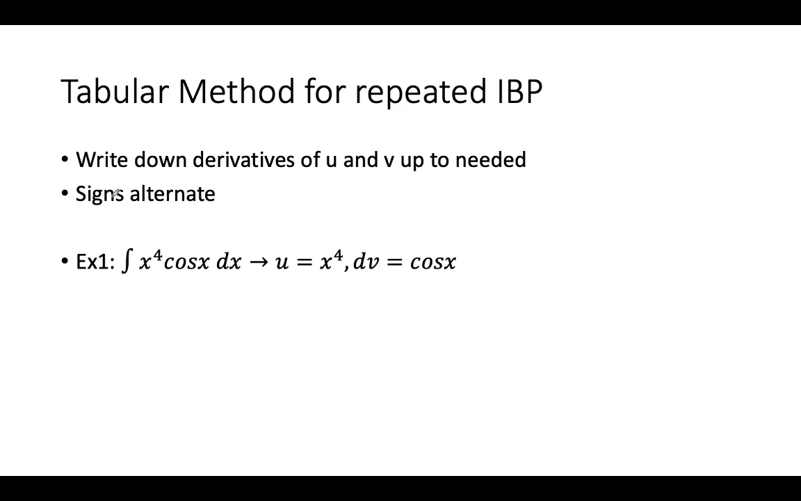So here's the example. We want to integrate x fourth cos x dx. The thing we're differentiating is x to the fourth. The thing we're integrating is cos of x. So the first thing we do is we differentiate. We get x fourth sine x minus 4x cubed sine x dx. We have to do this like 3 more times.